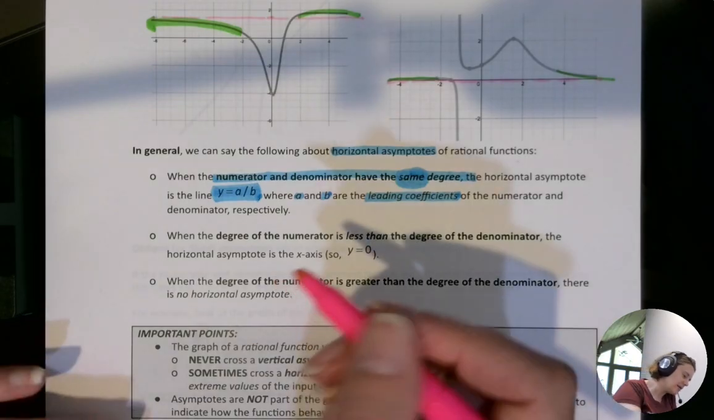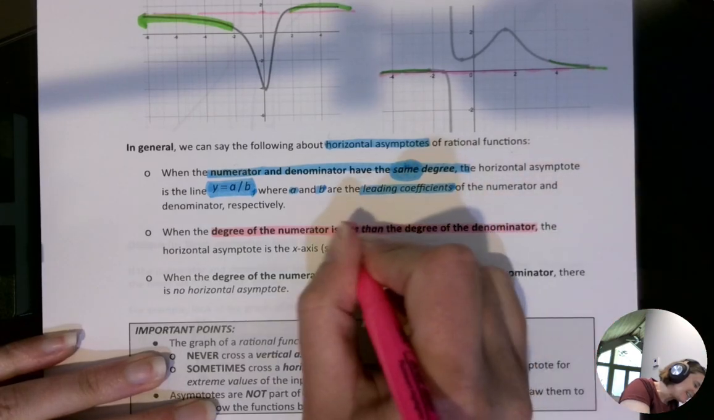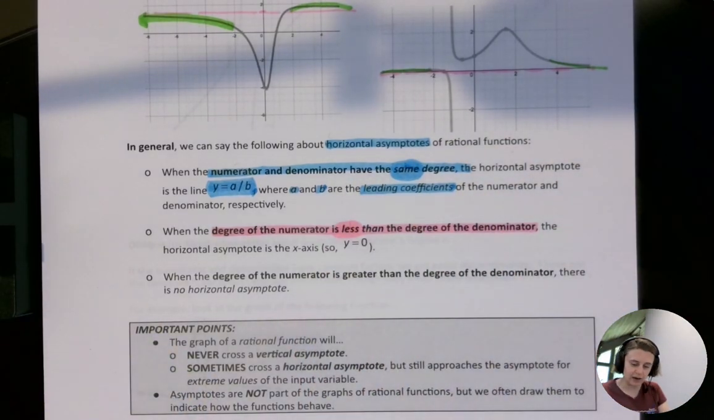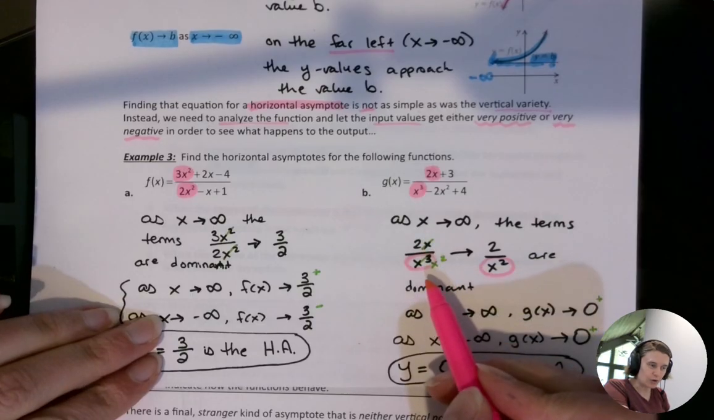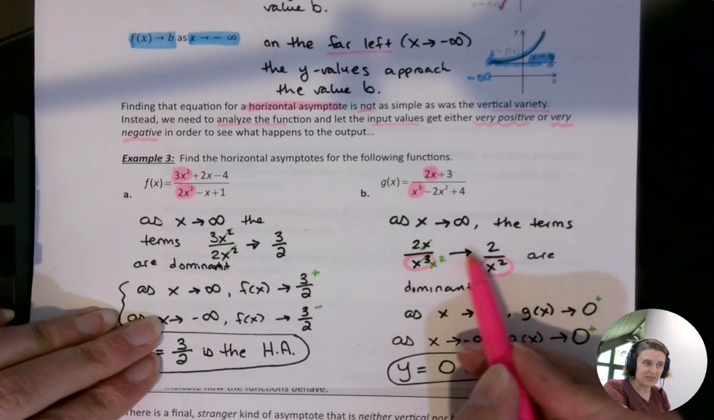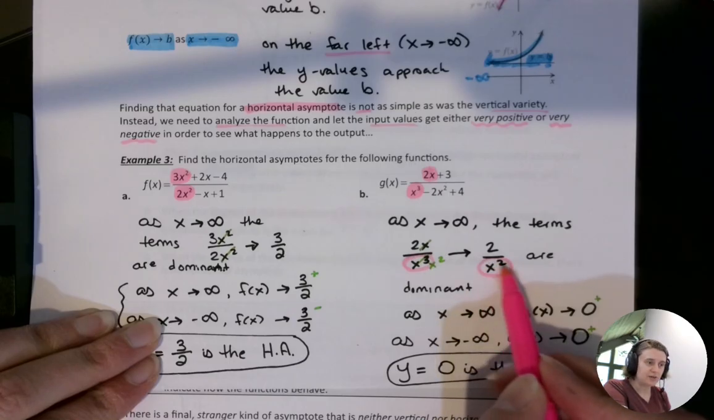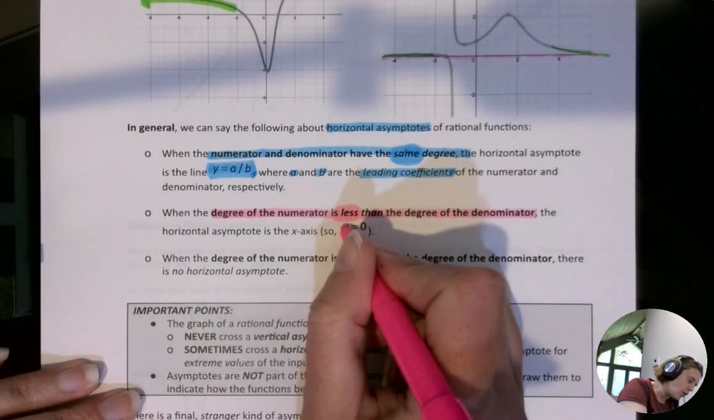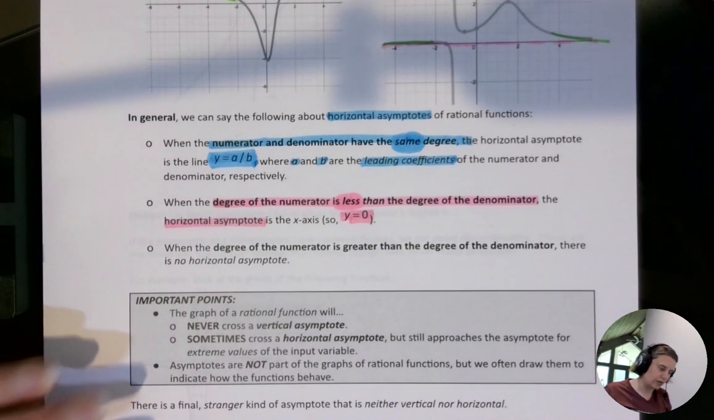In the next part, if the degree of the numerator is less than the degree of the denominator, it's going to happen the same way as it did in part B every time. If the degree of the numerator is less than the degree of the denominator, once we reduce it, the denominator is going to be the only place that there's a variable, and so that is going to take over as that variable becomes larger and larger, and so the denominator is going to take precedence, shrinking this down to 0. So we're always going to get y equals 0 for our horizontal asymptote if the degree of the numerator is less.